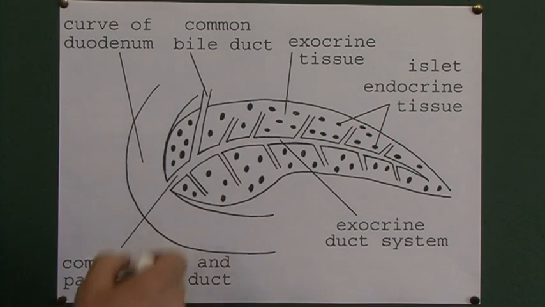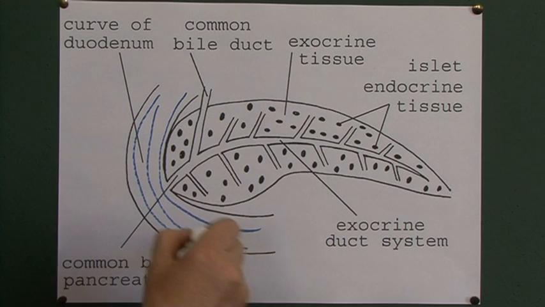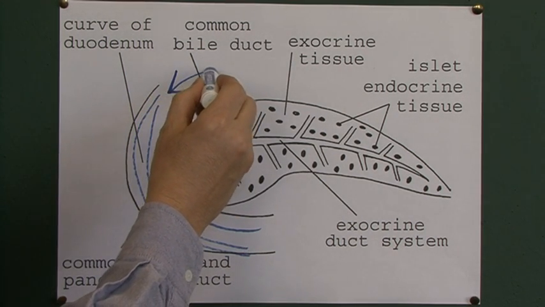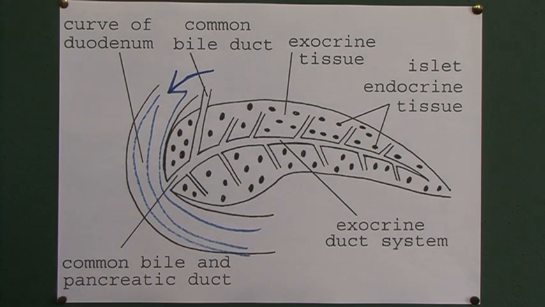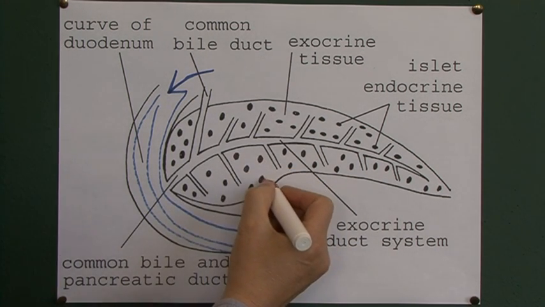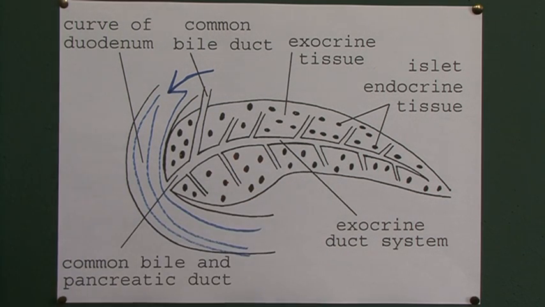So here we see the duodenum, the curve of the duodenum going around here. This would be coming from the pyloric area of the stomach. And all these dots here are the pancreatic islets. As we've said, about 1 million of them in the pancreas.